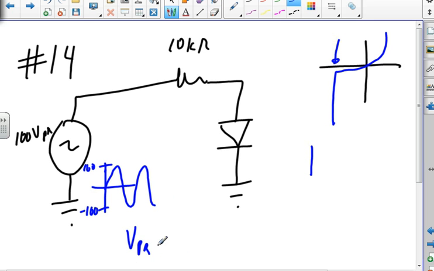Peak reverse voltage should be minus 100 volts. Okay, and if that's what we thought, then we are not thinking as engineers. We're thinking as something else, as little sisters. There we go. I like that. Okay, how many think that minus 100 volts is the right answer?